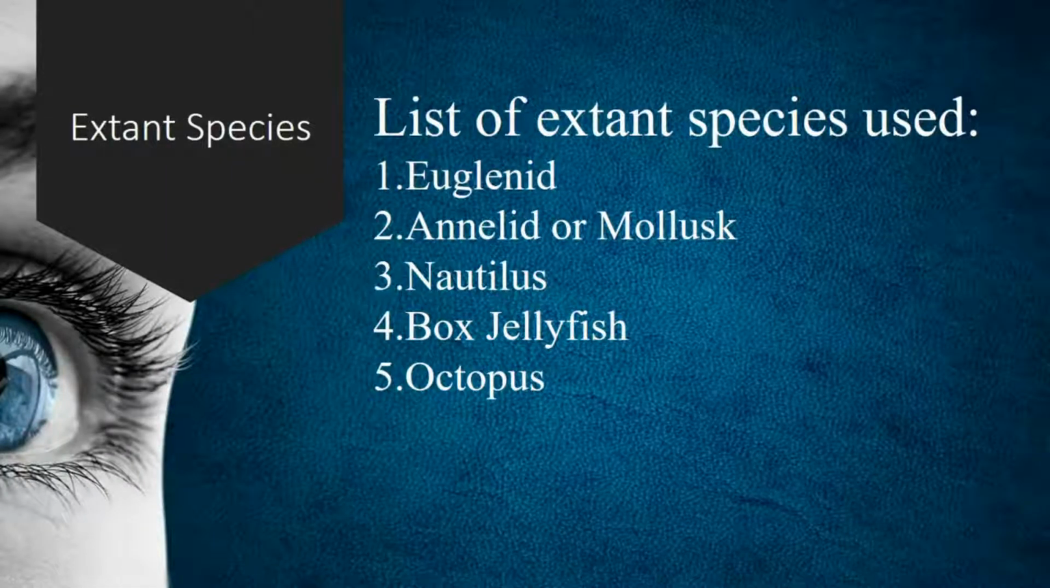Next, I want to talk about the species that we use. First, we'll use the euglenid, then the mollusk, nautilus, the box jellyfish, and finally we'll end with the most complex eye, the octopus, and we'll compare it to our own.